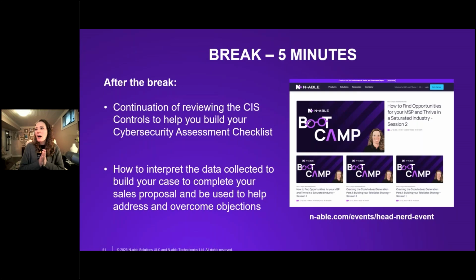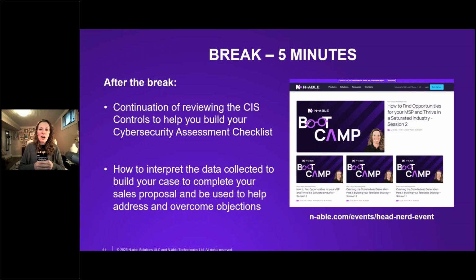All right, so I know this is a very heavy course in terms of the content. It's not the most exciting content. So I've built in just a 5-minute break so that everybody can stretch their legs and get a refill of their coffee or water. When we come back, we're going to continue the last half of the CIS controls, how you can use them to help build your cybersecurity assessment.